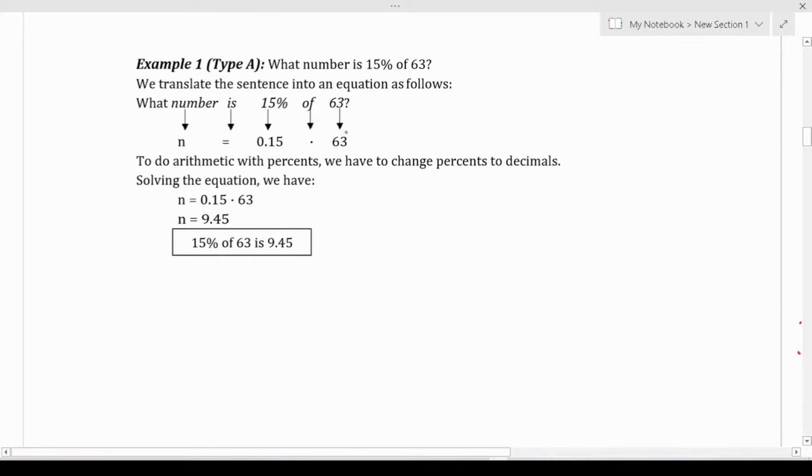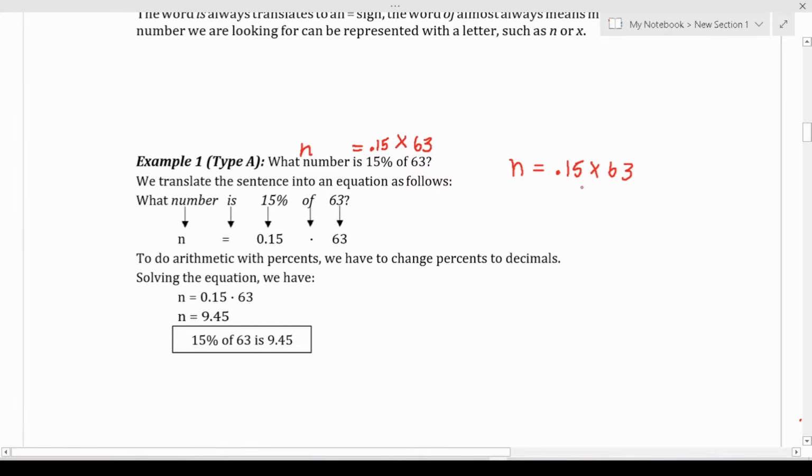Again, this is that first example I mentioned. What number, as we just saw, what number we can represent as n is equal to 15% of 63. Again, we're going to represent this 15% as a decimal, so that's 0.15. Of is multiply, as we just saw, times 63. So to solve this one, we do n equals 0.15 times 63. And just like that, we took this word problem and translated it into an equation that we can then solve.